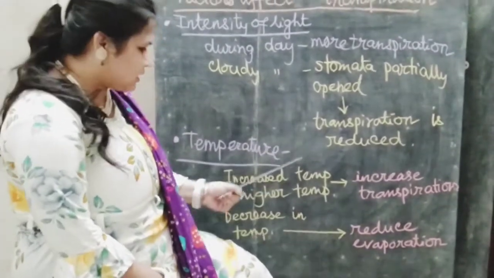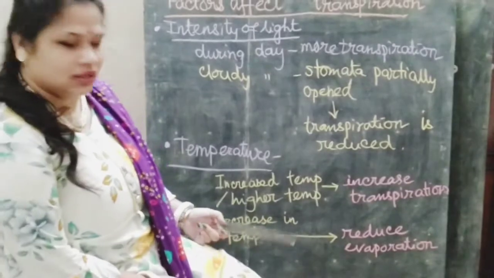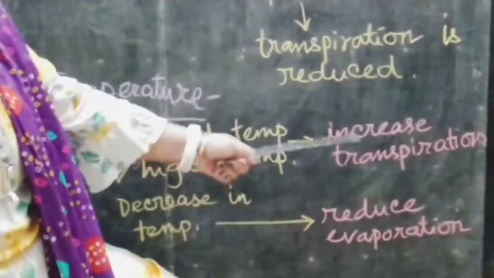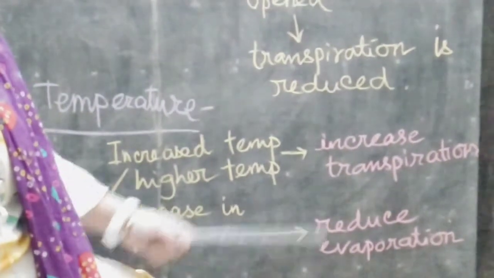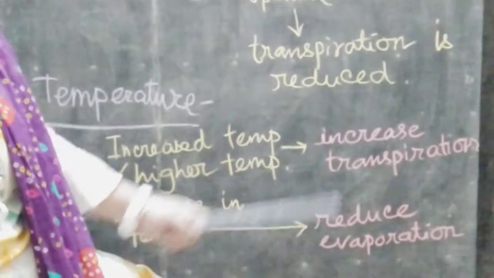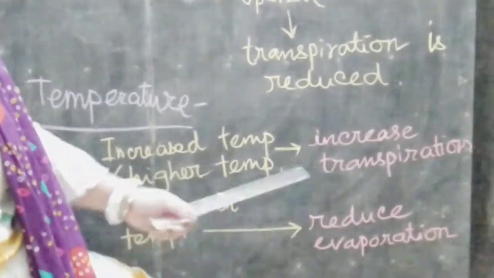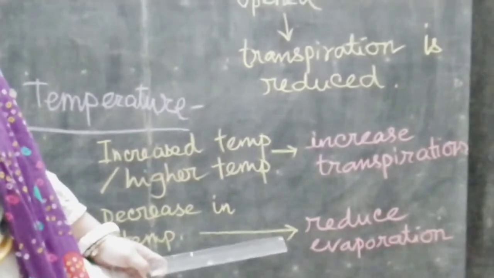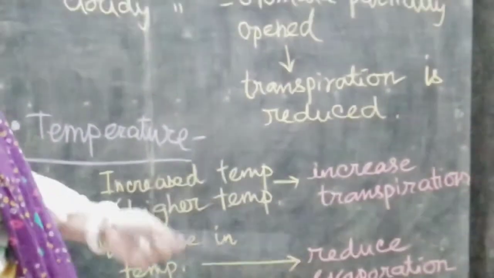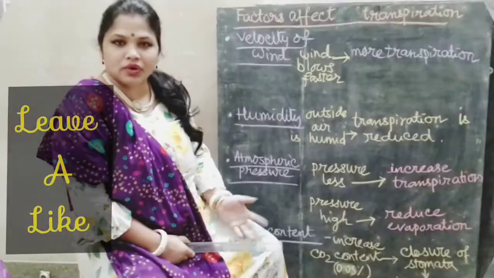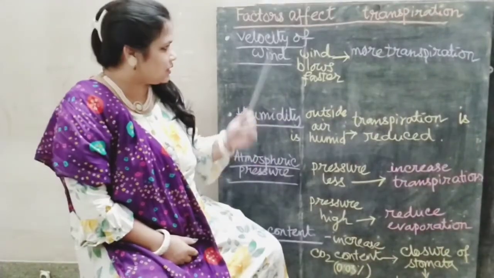Okay, now look at the second point. There is temperature. If the outside temperature is more, then the transpiration will be more. More evaporation of water will take place, so transpiration is more. But if there is a decrease in the temperature, then the transpiration will reduce. So the transpiration depends upon various factors. Here I have explained two external factors.